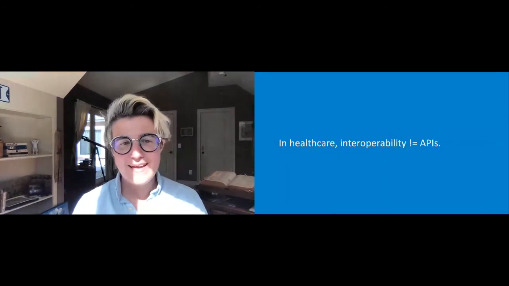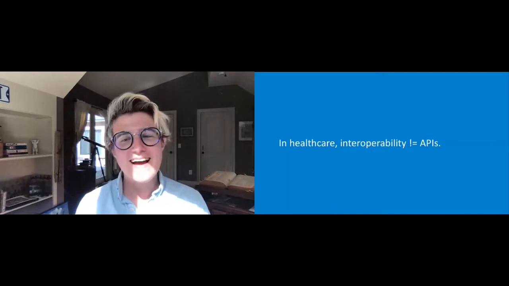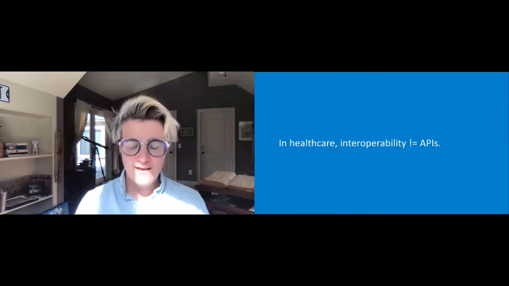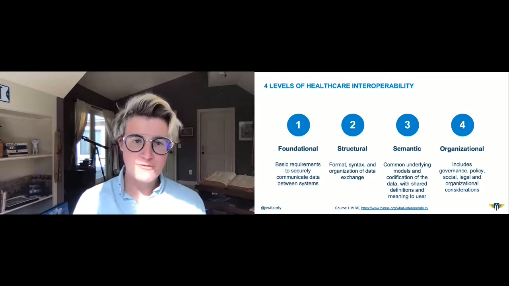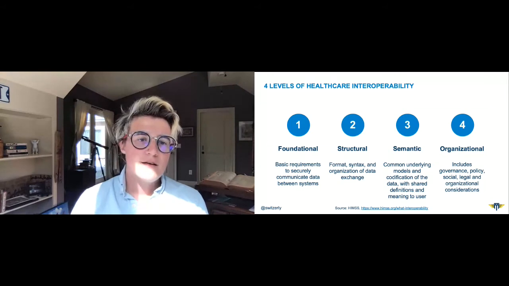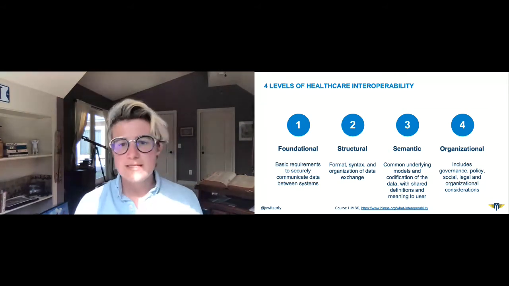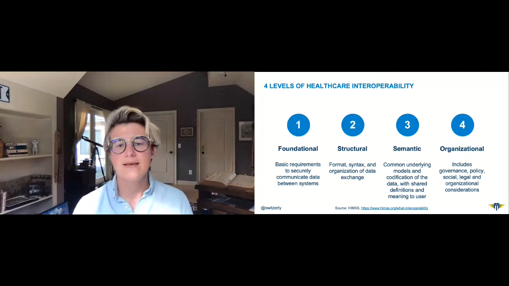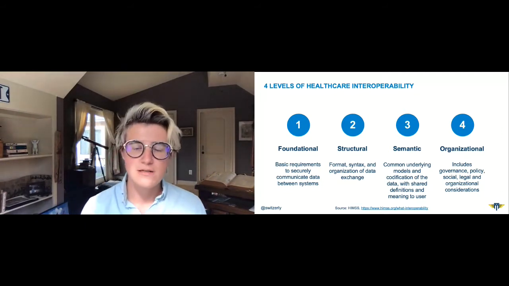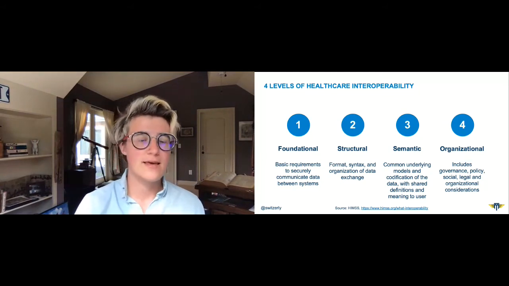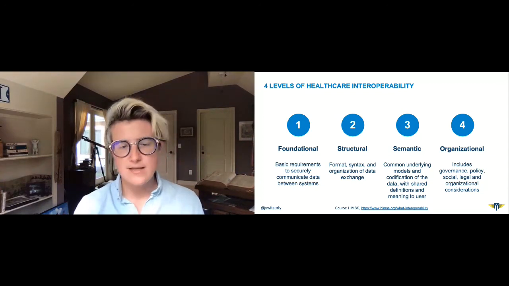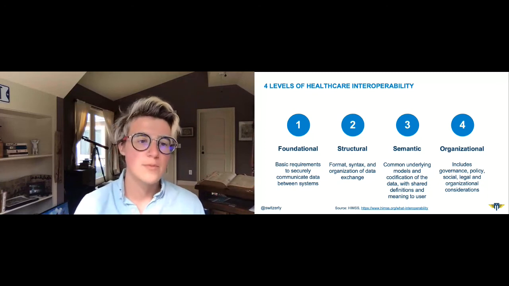So in healthcare, interoperability does not equal APIs. Healthcare interoperability is much more narrowly focused. This comes from HIMSS. HIMSS is the Healthcare Information and Management Systems Society. They run a big conference every year that unfortunately was canceled this year due to the pandemic that's happening, obviously. And this is how they have published the thinking around interoperability. And it's not just them. This is just how people are thinking about it whenever you have conversations in healthcare about interoperability.